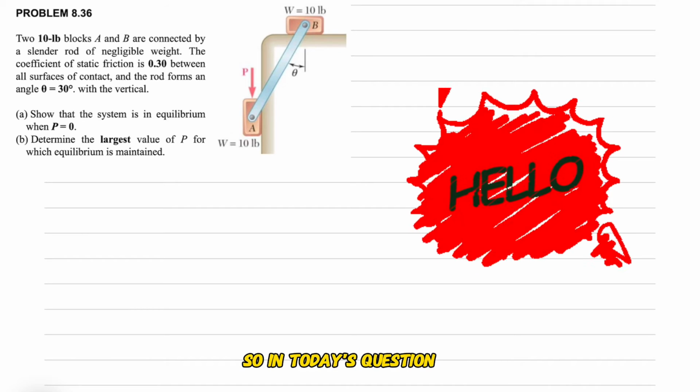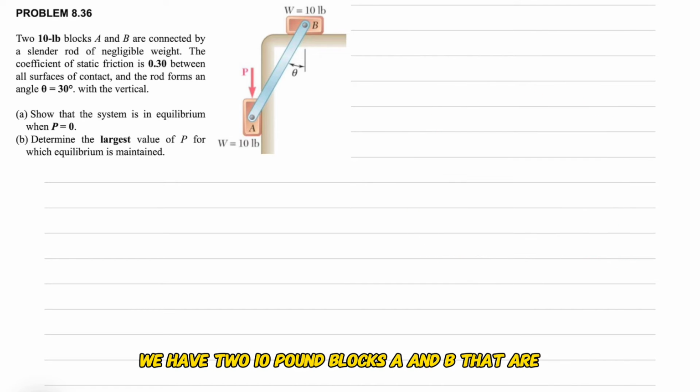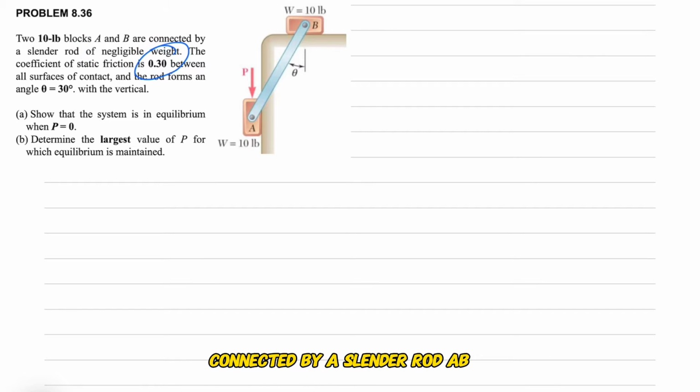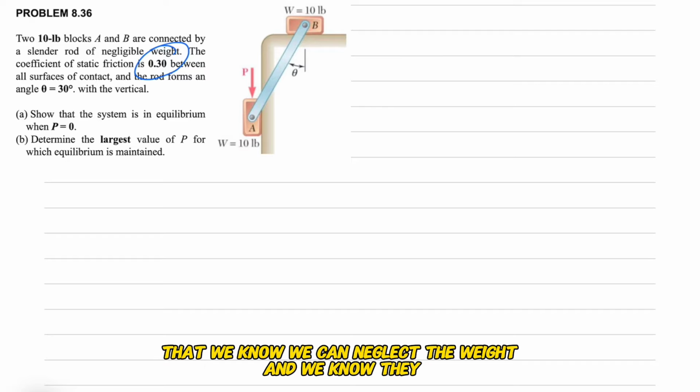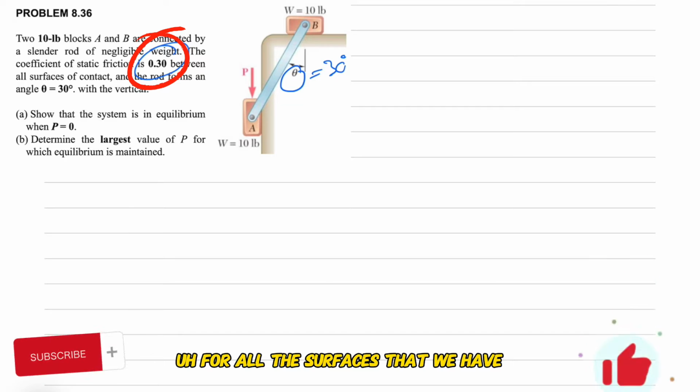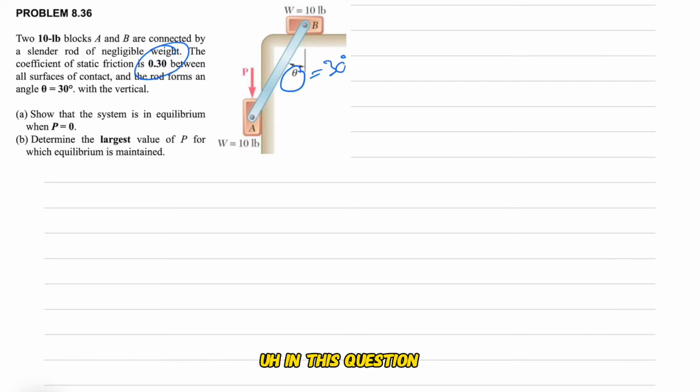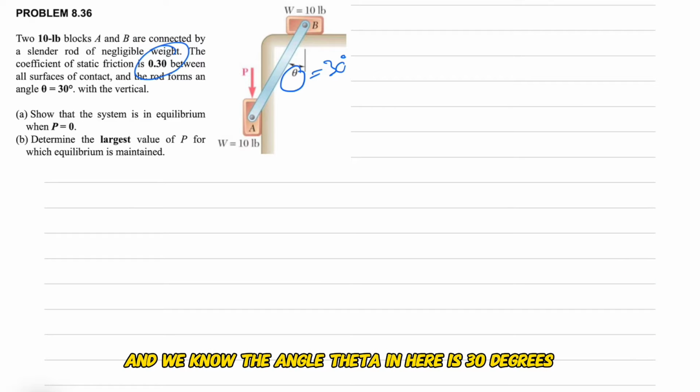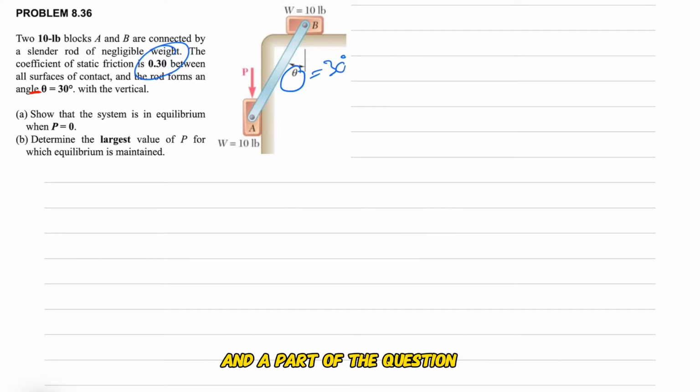Welcome back, guys. In today's question, we have two 10-pound blocks A and B that are connected by a slender rod AB whose weight we can neglect, and we know the coefficient of static friction is 0.3 for all the surfaces in this question, and the angle theta here is 30 degrees. In part A, we need to show that the system is in equilibrium when P is equal to 0.